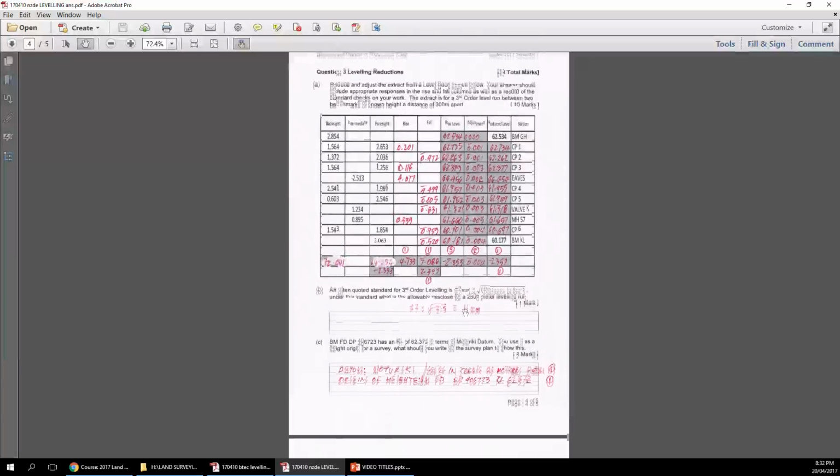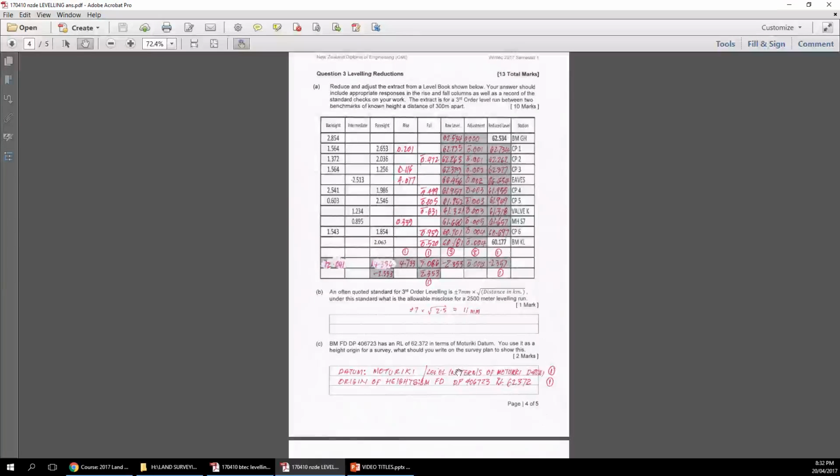Now, this next question, some of you actually totally ignored the question and just wrote the answer to the question from 2016, which was related to how good this misclose was. So this relates to the worksheet that we did, where you should, in my opinion, show on the plan what datum you're using, Maurieo datum. So levels are in terms of Maurieo datum, and you should state what your origin of heights is.